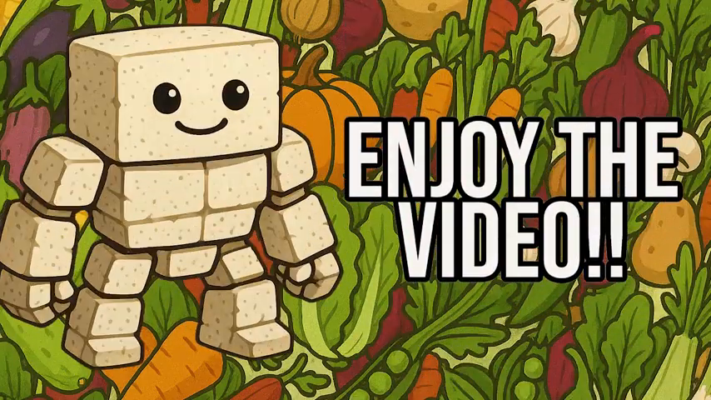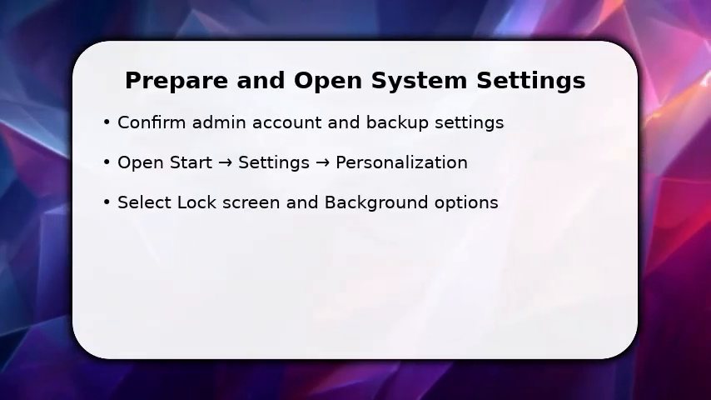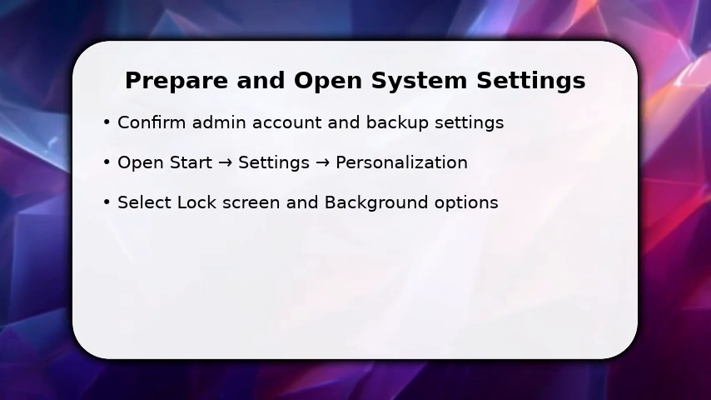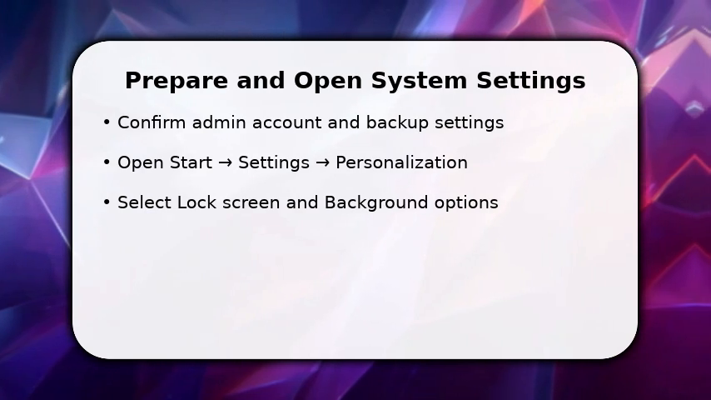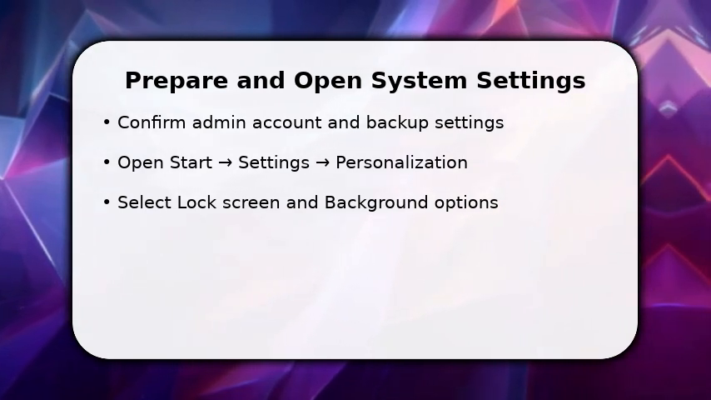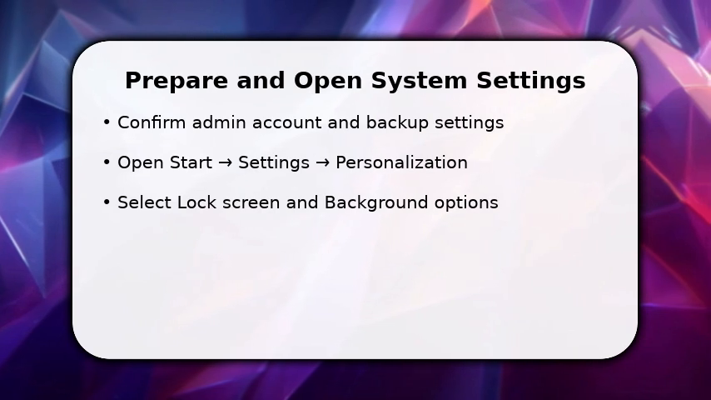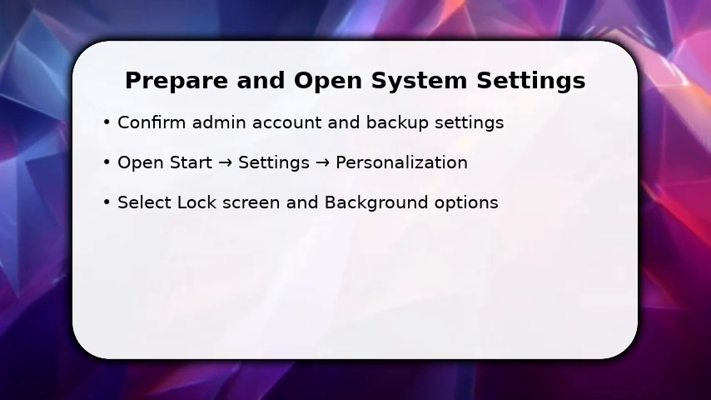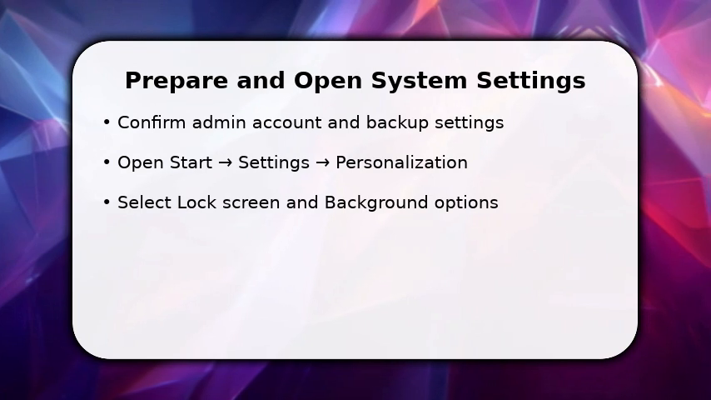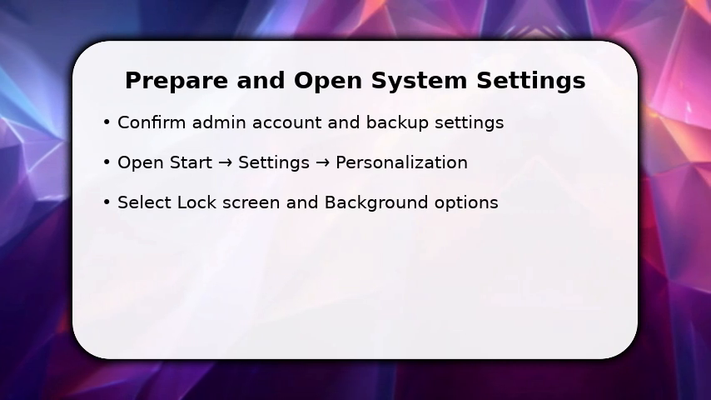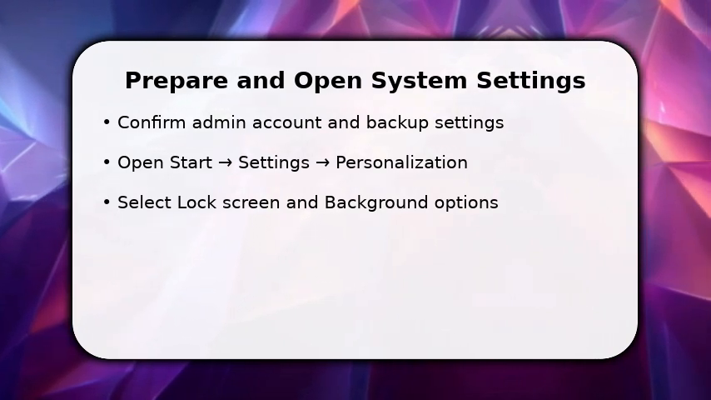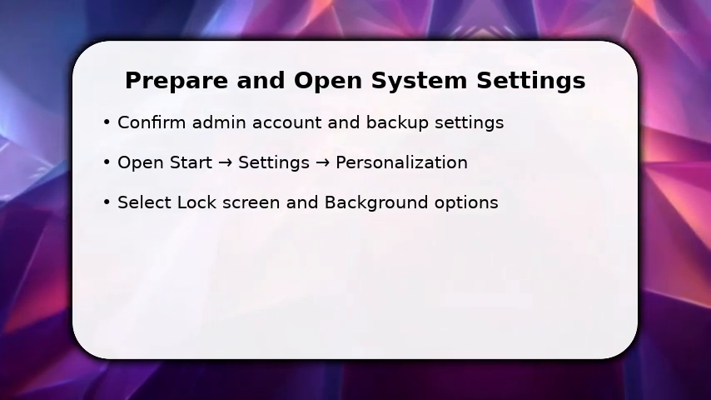Please enjoy the video. You start by making sure you have an administrator account and a quick backup of your important settings. Open Start, choose Settings, then Personalization right away so you don't waste time. Once done, click Lock Screen, because that's where the startup image and shortcuts are controlled. Make sure to review background and apps permissions. You'll need them in the next step to change or remove the image that appears at boot.